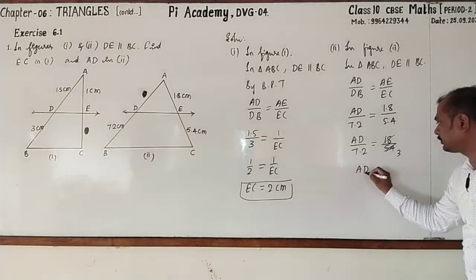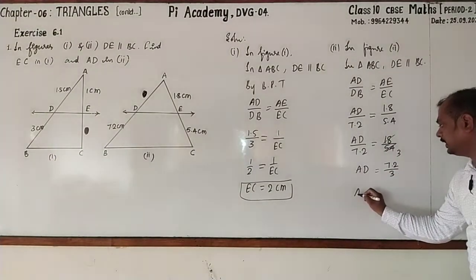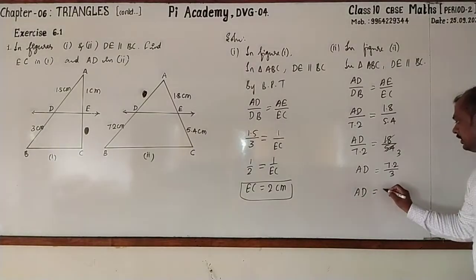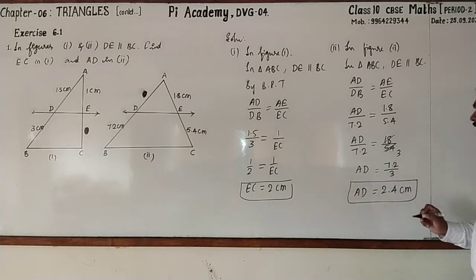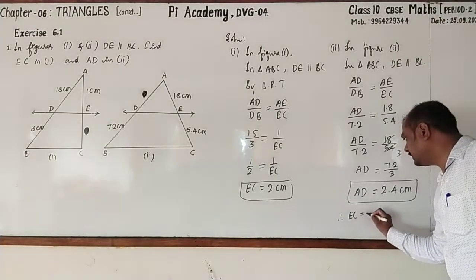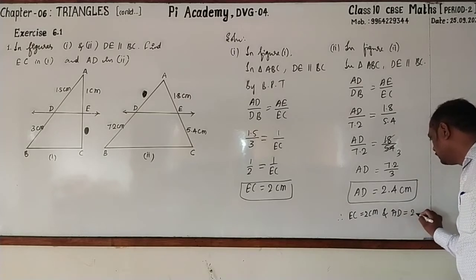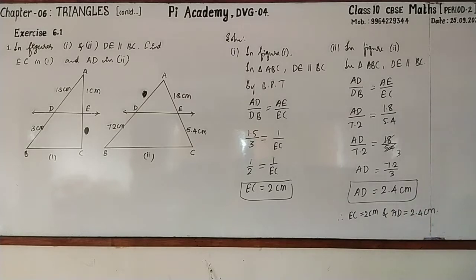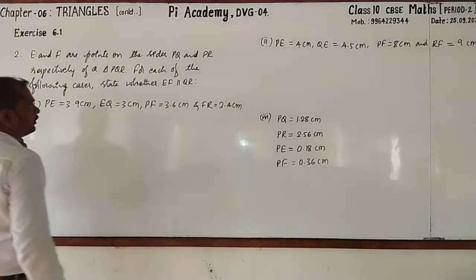Then AD is equal to cross multiply, 7.2 by 3. Then AD is equal to, cancel it, 3 twos are 6, 1 will remain, it becomes 12, 3 fours are 12. AD equal to 2.4 centimeter. Conclusion. Therefore, EC is 2 centimeter and AD is 2.4 centimeter. Got it? Go for copying this. Dear students, please go through the second one.